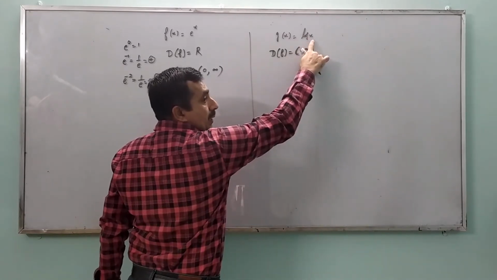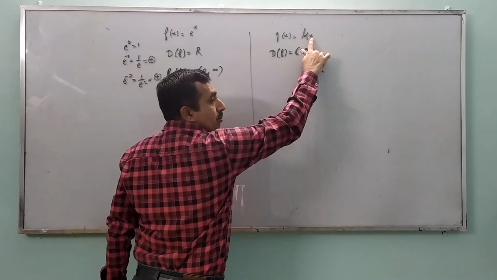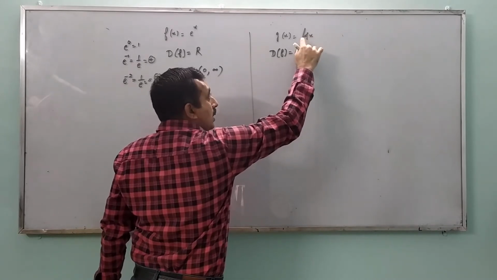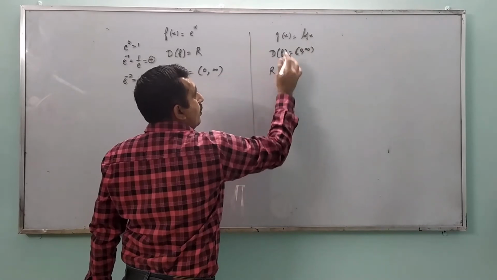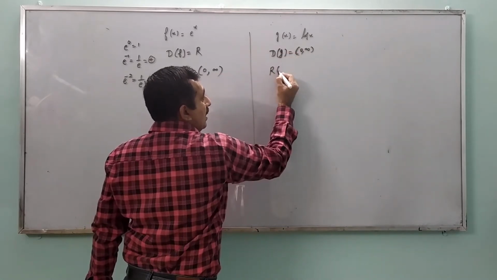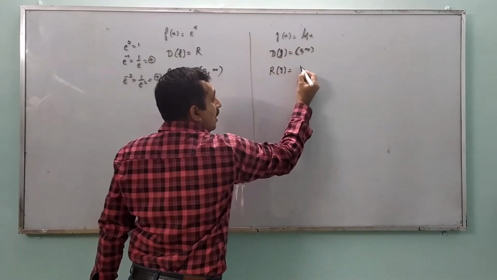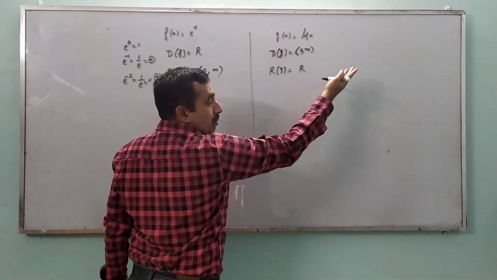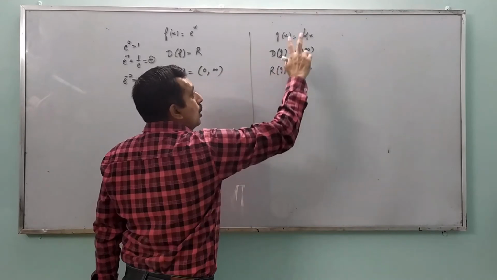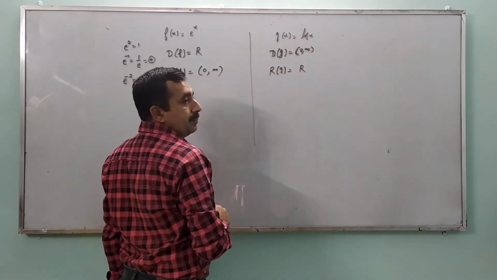Domain is 0 to infinity. This x is a positive number. Log does not exist for a negative number. And the range of this g is R, because the logarithm answer can be positive and also negative. So its range is R.